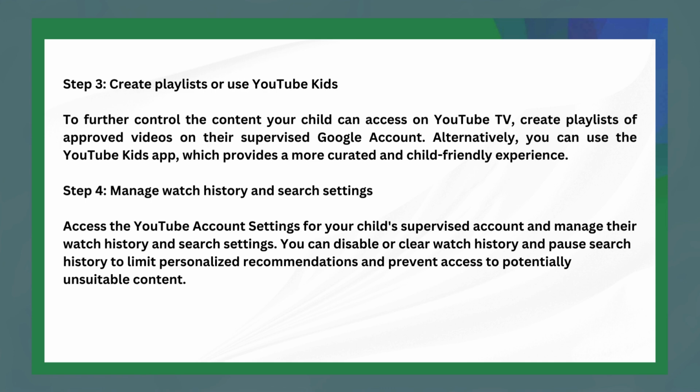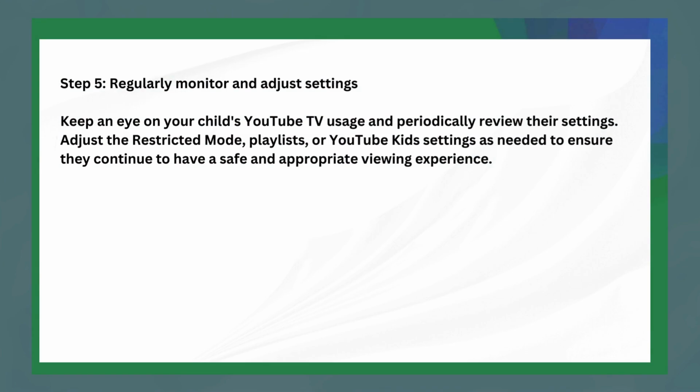The fourth step is to manage watch history and search settings. So access the YouTube account settings for your child's supervised account and manage their watch history and search settings. You can disable or clear watch history and pause search history to limit personalized recommendations or prevent access to potentially unsuitable content. The last step is to regularly monitor and adjust settings.